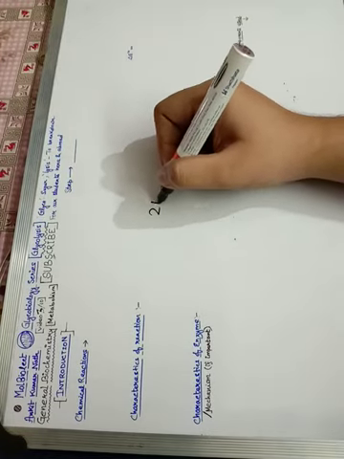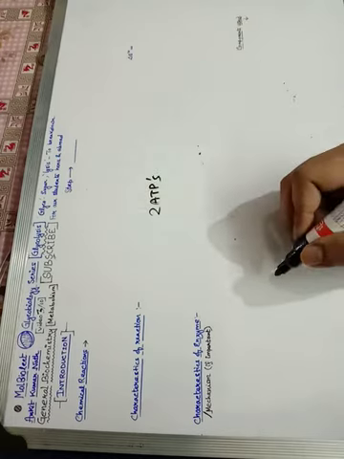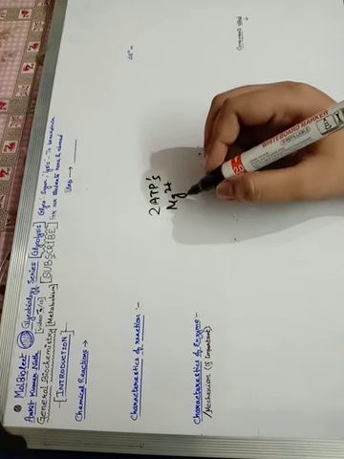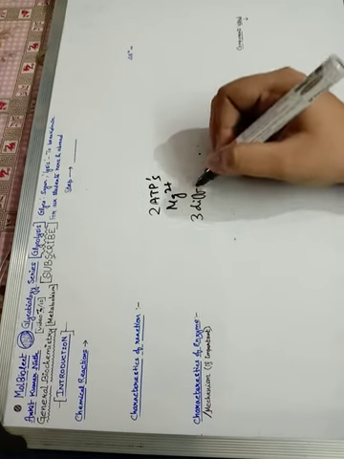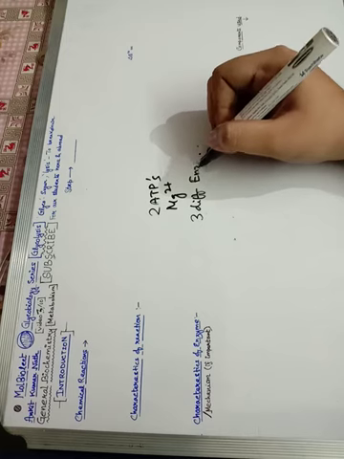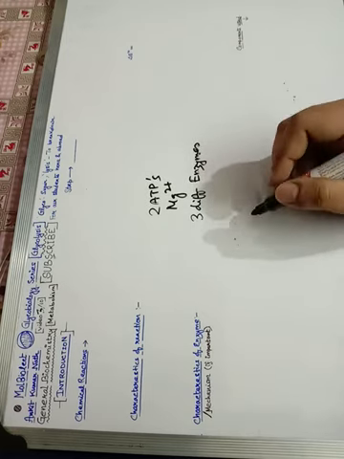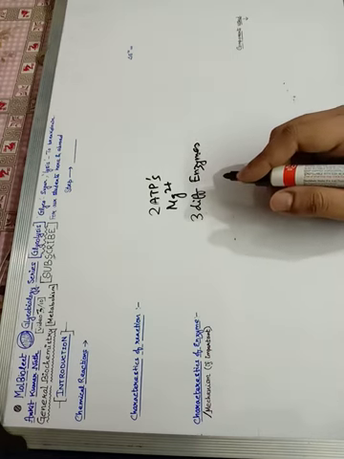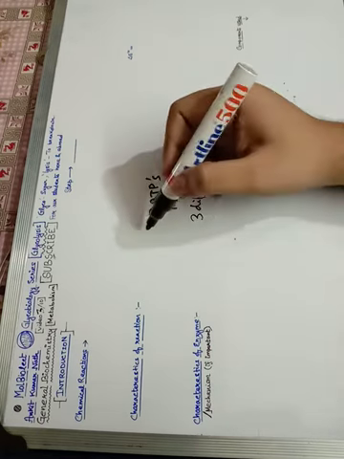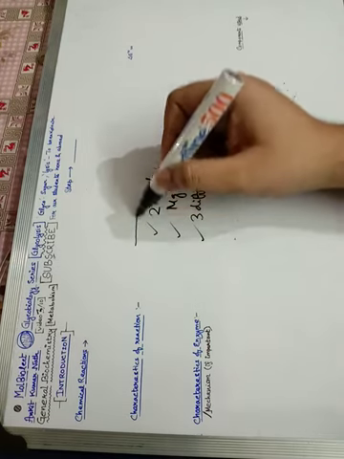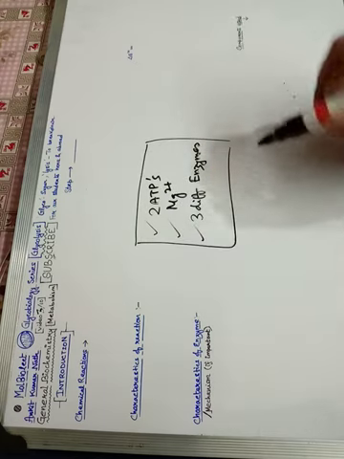What are the components we have used? Until now we have used 2 ATPs, magnesium ion in plenty, and 3 different enzymes. Did we use anything else? No. So these are the overall things that we have spent till now.